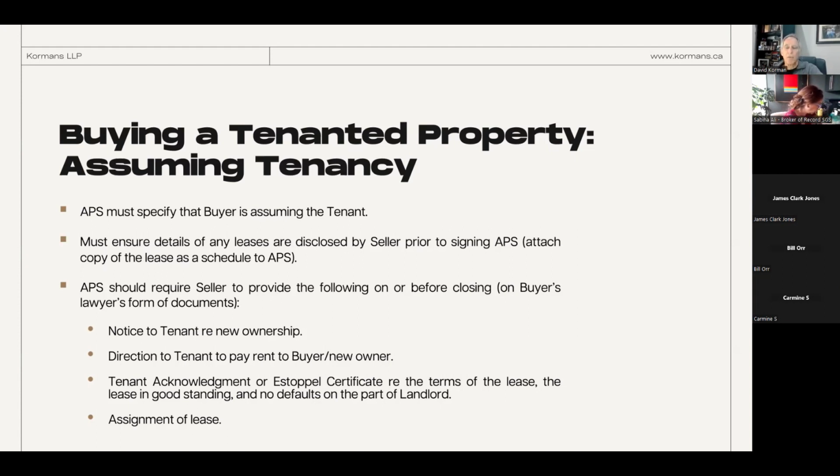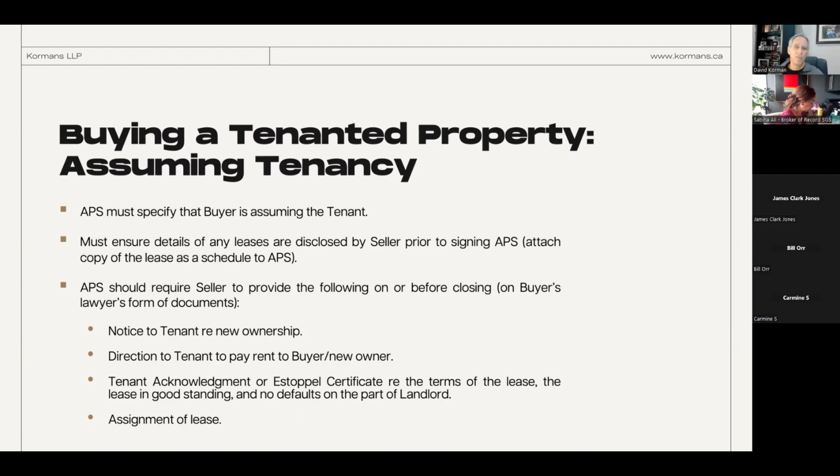Okay, we don't have the right to insist on an assignment document if you're the buyer, if the agreement of purchase and sale was silent and doesn't require that the seller provide an assignment of the lease on closing. So make sure you're putting that into your agreements as well. We need all of these things. We need the notice to tenant, we need a direction to tenant, we want a tenant acknowledgement, and we want an assignment of the lease. So if you're on the buyer side, make sure you're putting that in there. If you're on the seller side, there should never really be a refusal to provide any of these things.